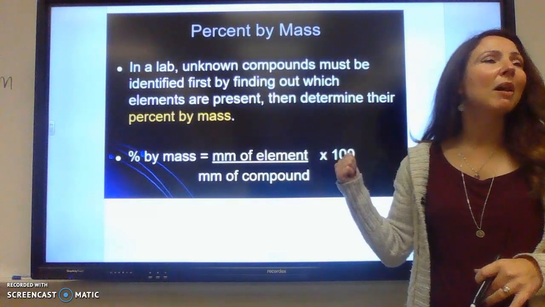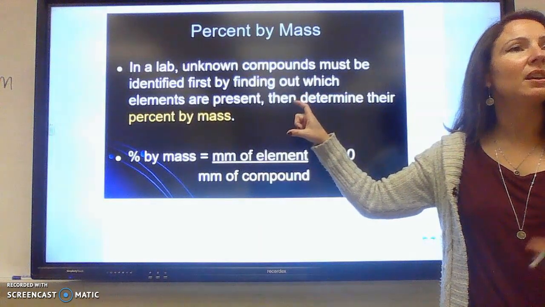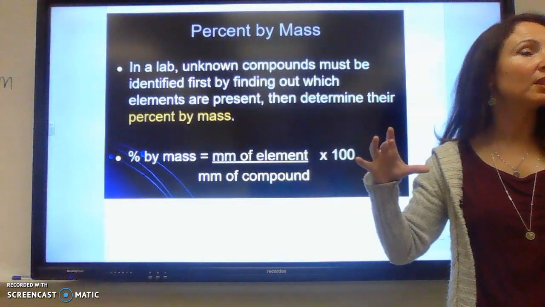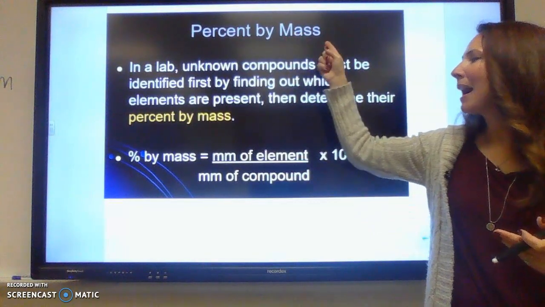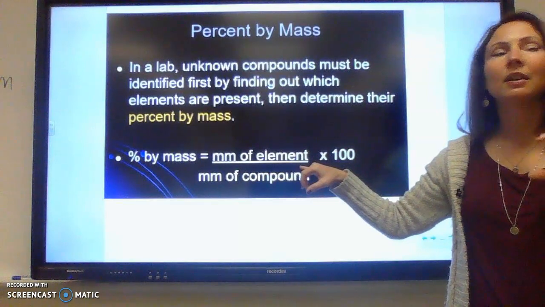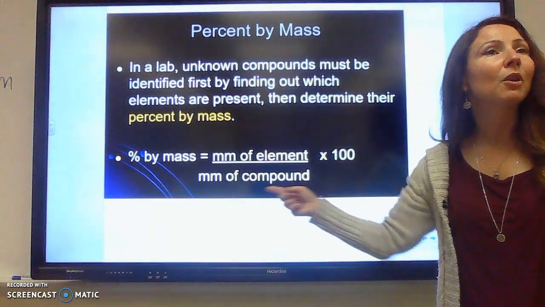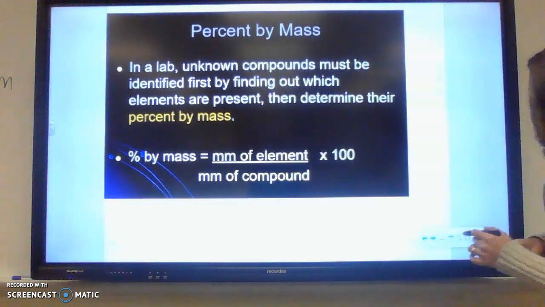Okay, so now we're going to talk about percent by mass. So it is a percentage, so there's going to be part of something over the whole thing times 100 to make it a percent. Because it's by mass, we're going to do the molar mass of the element in a formula divided by the whole molar mass of the formula times 100.